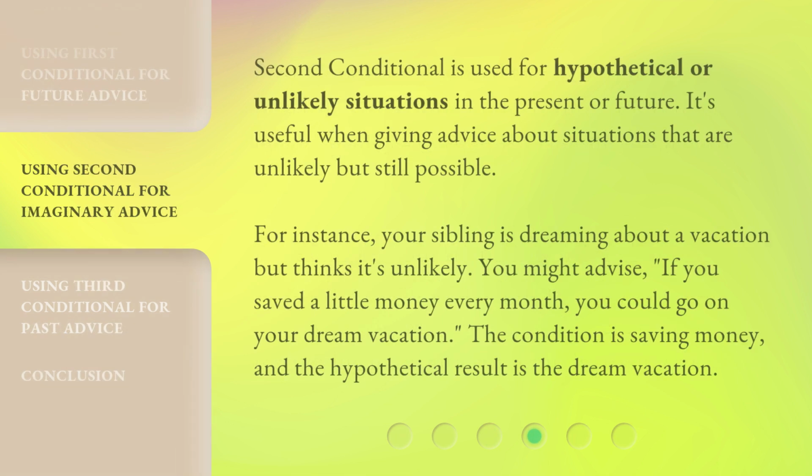Second conditional is used for hypothetical or unlikely situations in the present or future. It's useful when giving advice about situations that are unlikely but still possible. For instance, your sibling is dreaming about a vacation but thinks it's unlikely. You might advise, "If you saved a little money every month, you could go on your dream vacation." The condition is saving money, and the hypothetical result is the dream vacation.